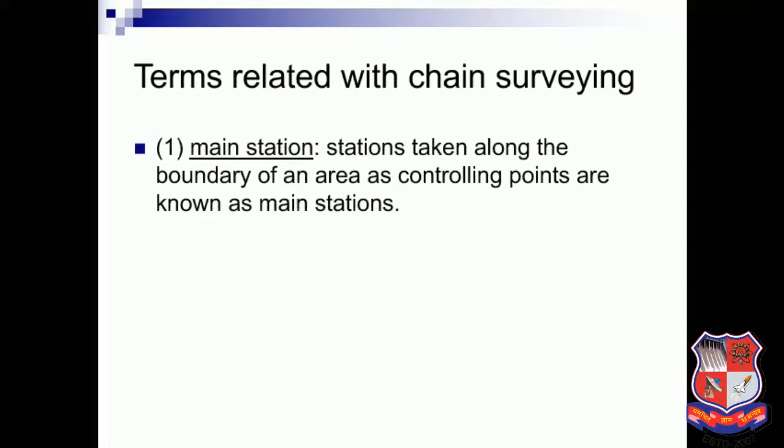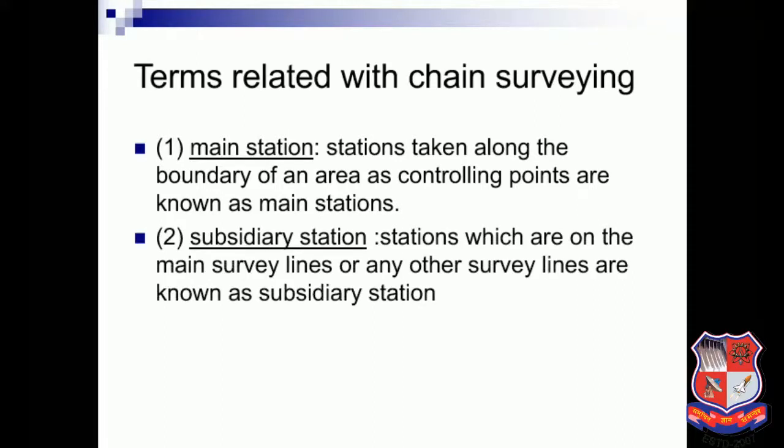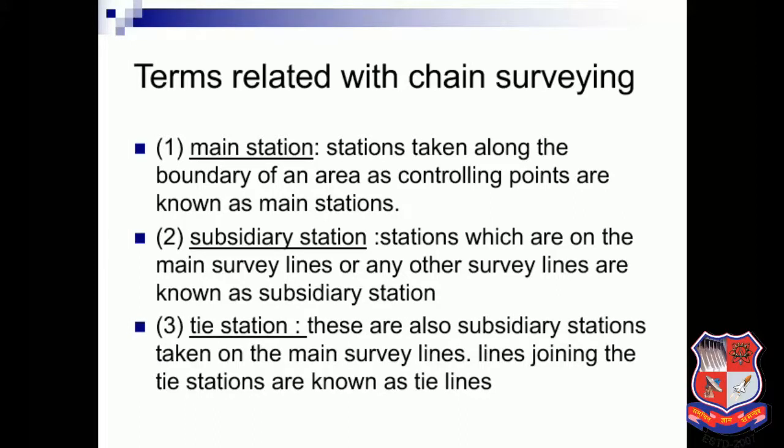First one is the main stations. Stations taken along the boundary of the area as controlling points are known as main stations. Second is subsidiary stations. Stations which are on the main survey lines or any other survey lines are known as subsidiary stations. Third one is a tie station. These are also subsidiary stations taken on the main survey line. Lines joining the tie stations are known as tie lines.